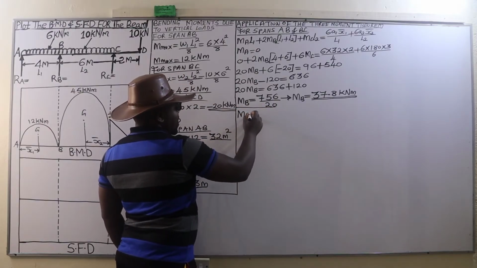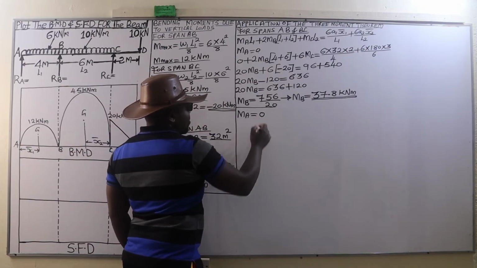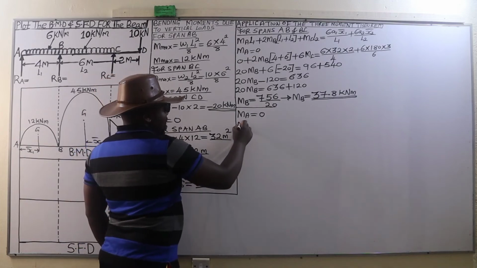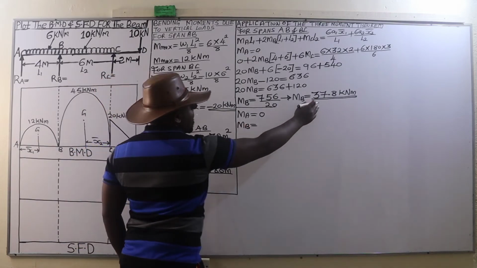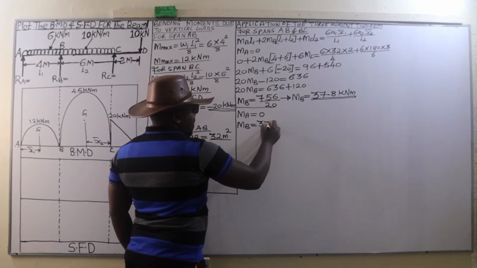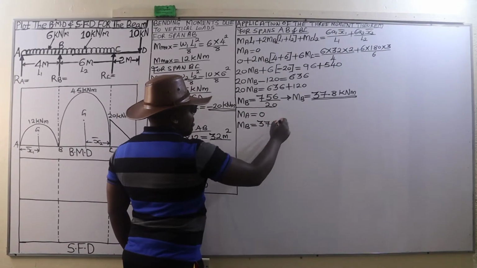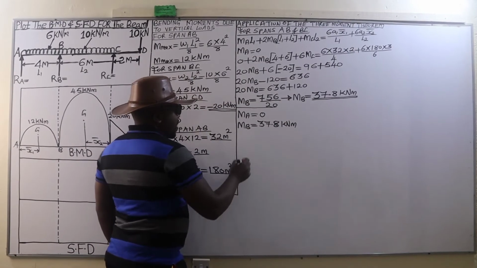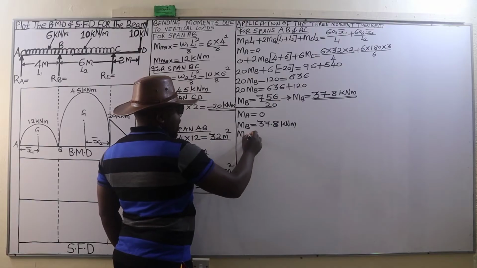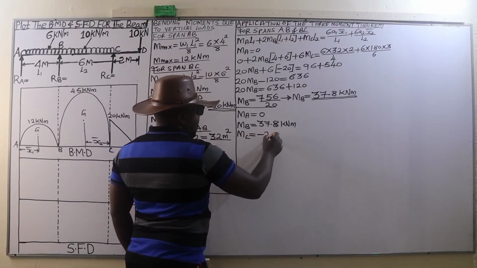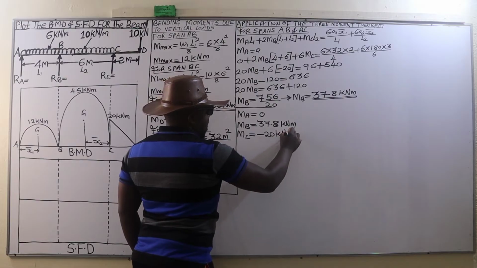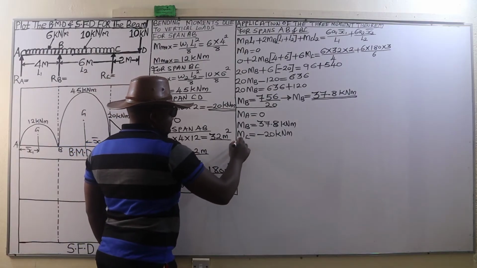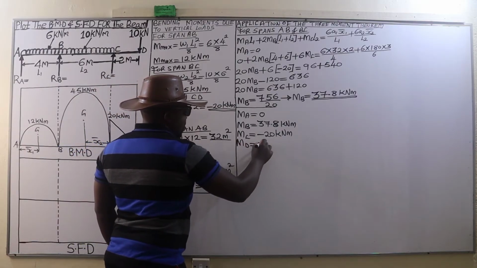The bending moment at A, we've said that is 0, since the beam is simply supported at the end A. The bending moment at B, we got it here, which is 37.8 kilonewton meters. Then we have the bending moment at C, which is negative 20 kilonewton meters. And then finally we got the bending moment at D, which is 0. Therefore, MD is equal to 0.